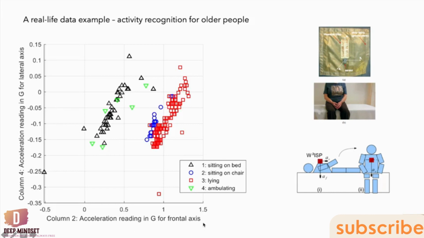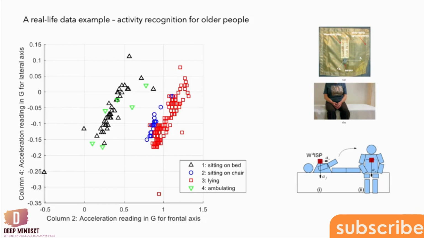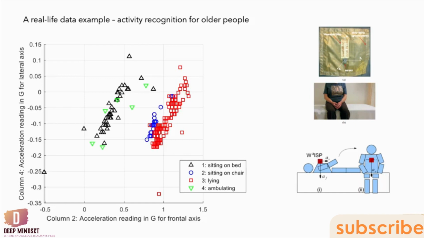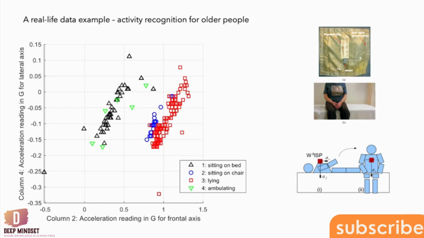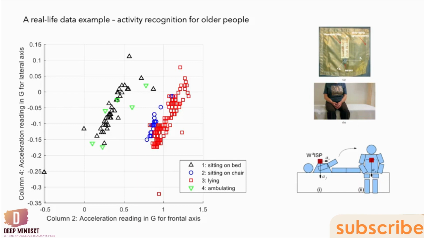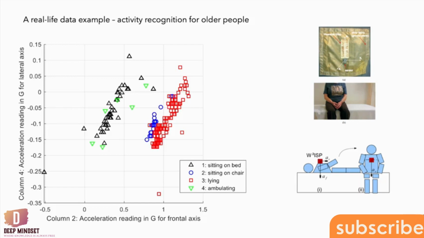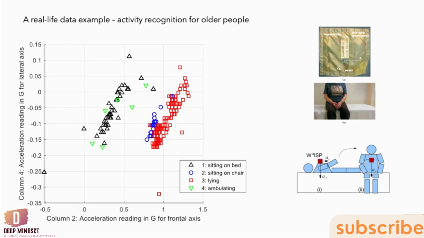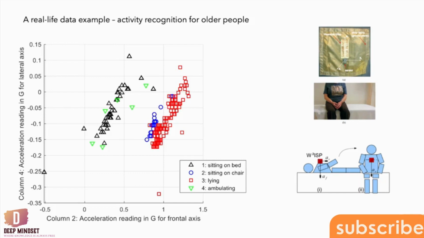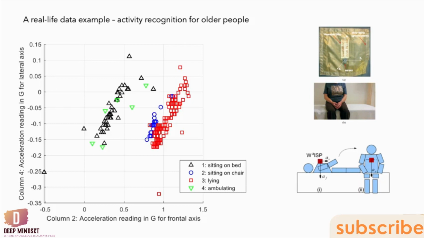And if we look at the data, we can see that we can differentiate among the positions. Maybe not all of them. I believe it's quite hard to differentiate between the black triangles and the green triangles. But we can definitely differentiate between the black triangle and the blue circles and the red squares. And we could pretty much differentiate between the blue circles and the red squares.